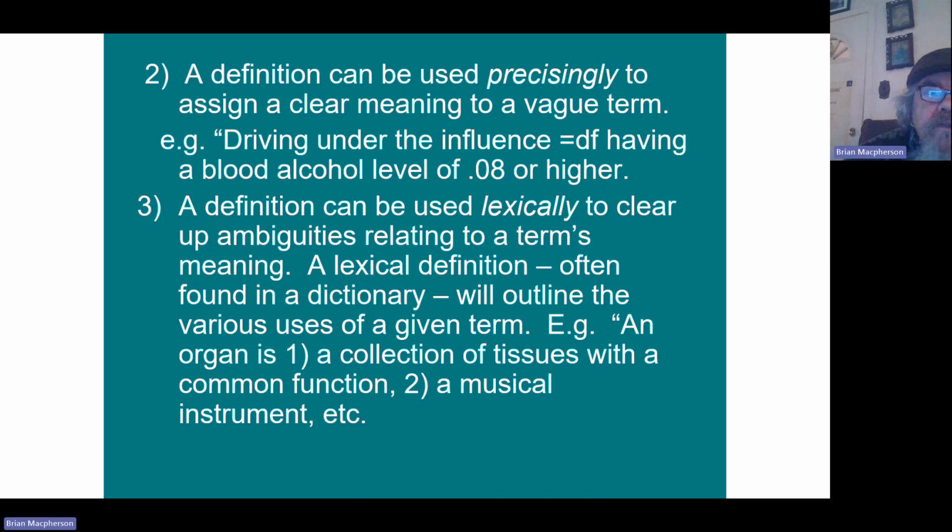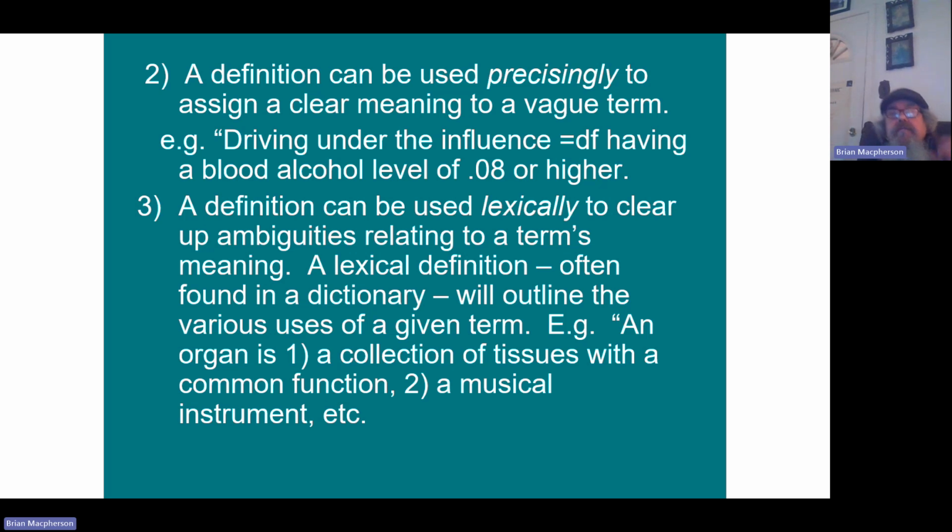A definition can be used also to make a term more precise. As you probably know, in different provinces in Canada and in different states in the US, there are different definitions as to what constitutes driving under the influence, right? I think they call it DUI, driving under the influence. In some provinces or states, it can mean having a blood alcohol level of 0.10 or higher. In some provinces or states, it's having a blood alcohol level of 0.08 or higher. So the definition can be made more precise.